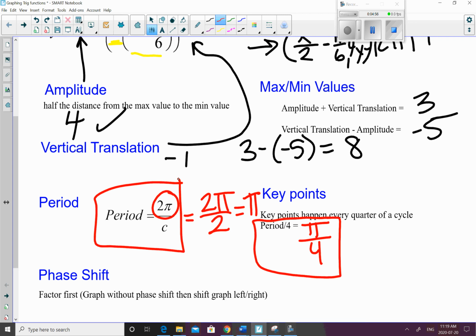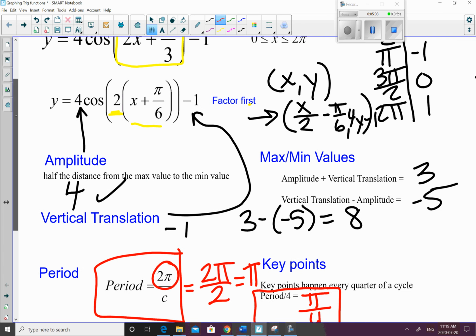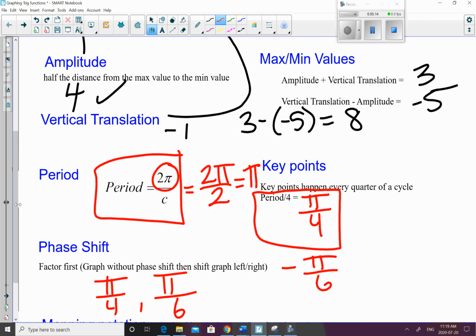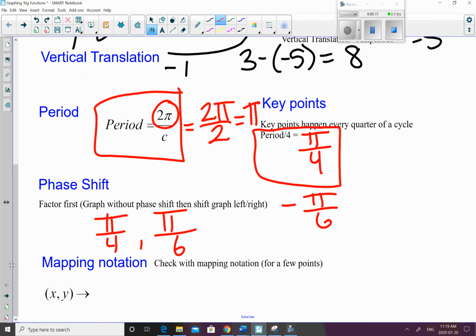Also, when you're figuring out your scale, you want to look at what your phase shift is. We are moving pi by 6 to the left. And we want to know what common denominator works for pi by 4 and pi by 6, so that we can figure out how much each box should be worth. So hopefully you can see that that would be 12. So the common denominator is 12. So my scale is going to be pi by 12.